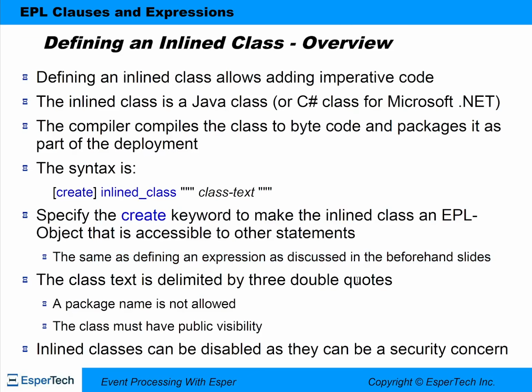The class text is delimited by 3 double quotes. A package name is not allowed. The class must have public visibility. Inline classes can be disabled as they can be a security concern.